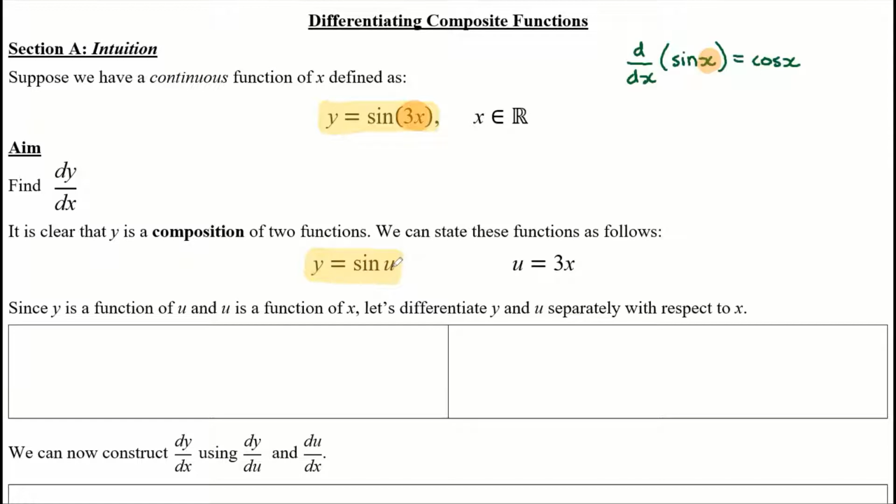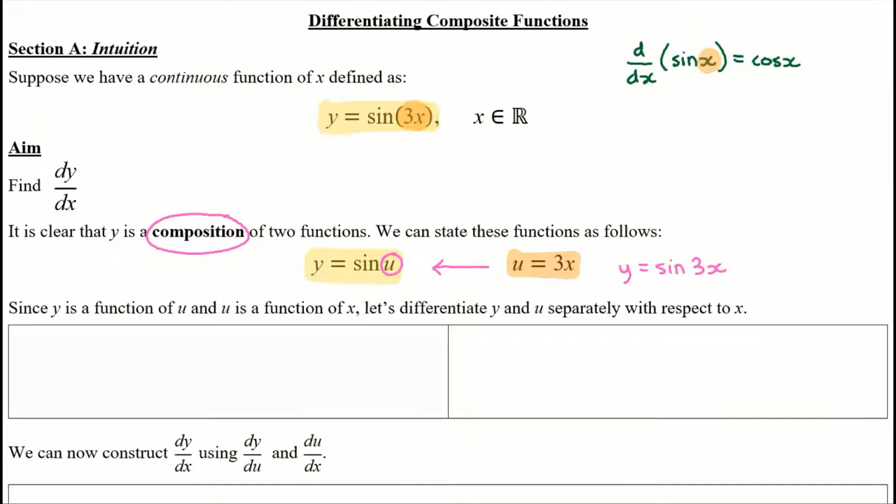Y equals sine of u, and then we also need to define u. Well, u would have to be 3x, okay? And then obviously when you substitute u into the first equation, if we go back to this one, if I replace the u here with 3x, we of course get y equals sine of 3x. Okay, so that would be if we compose the functions. So this is what we call a composition of functions, and you know about this from the previous chapter 2, I believe, on functions.